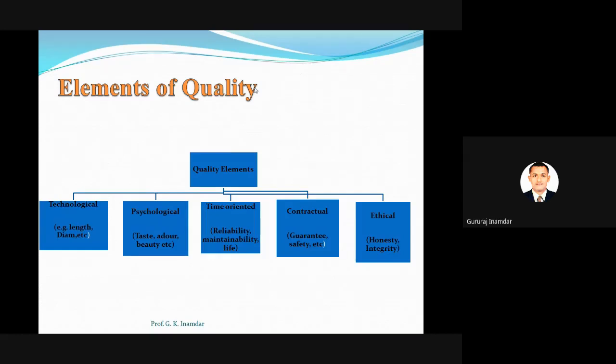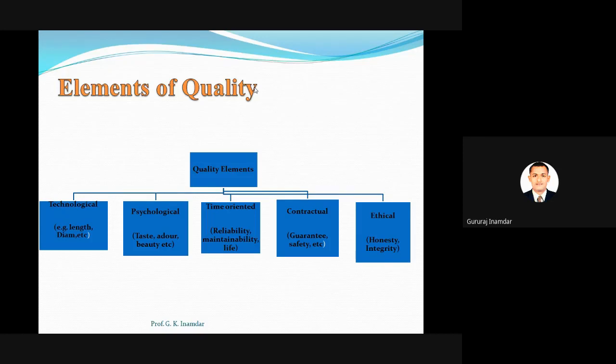Psychological factors. Okay, whatever the taste, odor, beauty, huh? So that factors also improve the quality of your product. Is it right? Time oriented, reliability, maintainability, life. Hmm? Whatever your product should be reliable, and maintainability should also be available each and every time.